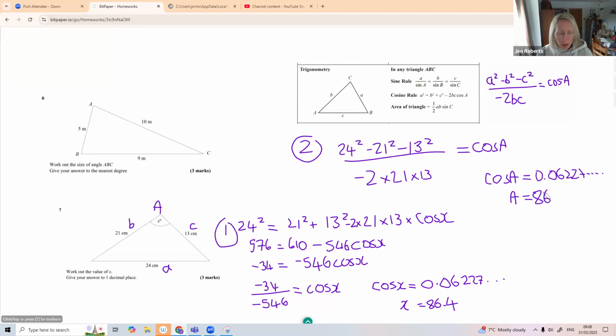There is a recording on a mixture of sine and cosine formula, so which one to choose. It may be useful to watch this one next.